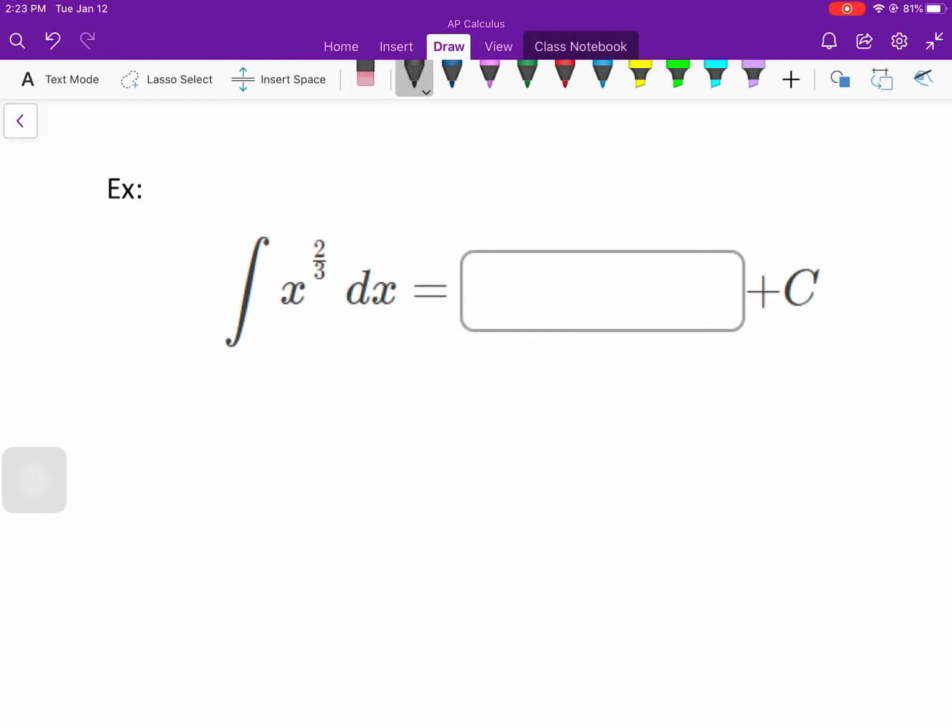So here, we're going to have x to the 2/3. So this is a little bit more complicated. So we're going to add 1 to the exponent. So this is 3 over 3. Remember, 3 over 3 is 1, just with the common denominator.